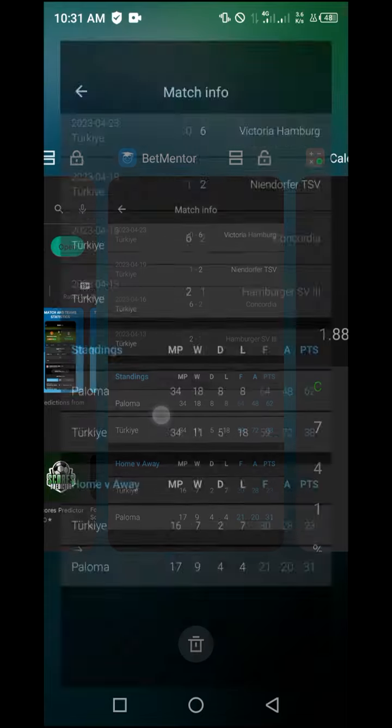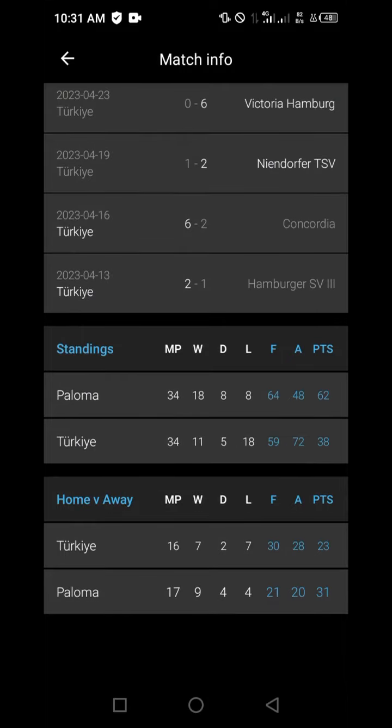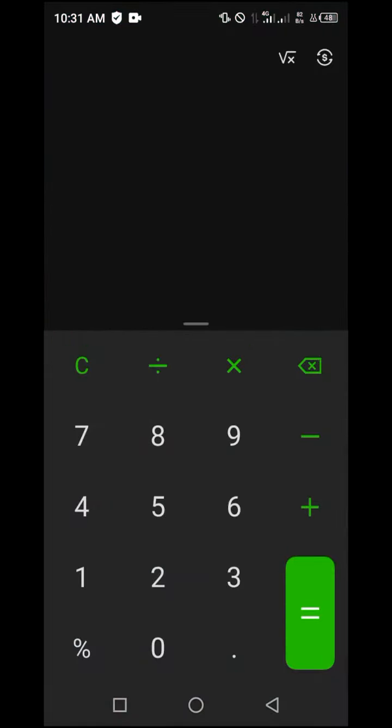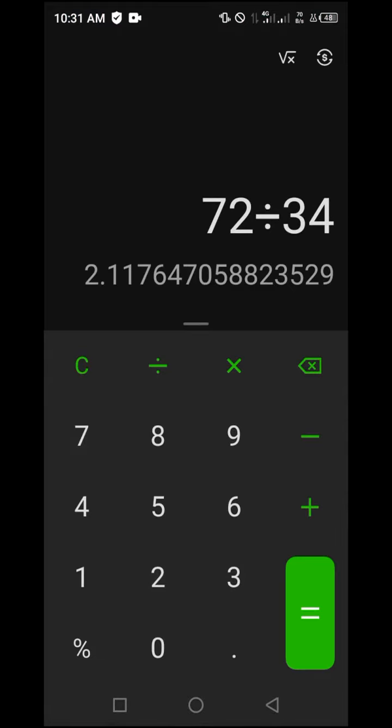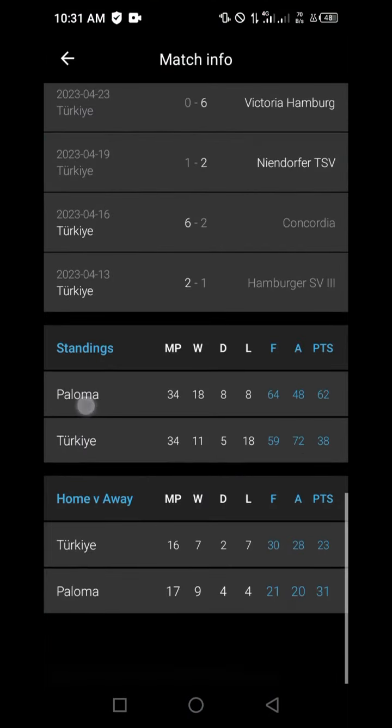In this case, we are going to take the number of goals against for the opponent, Turkey, which is 72. 72 divided by 34. You are going to see that they concede at a rate of 2.1, which is good for the opponent to score. In the same way, we'll go for Turkey, which is 59 divided by 34, to see the rate at which they score.